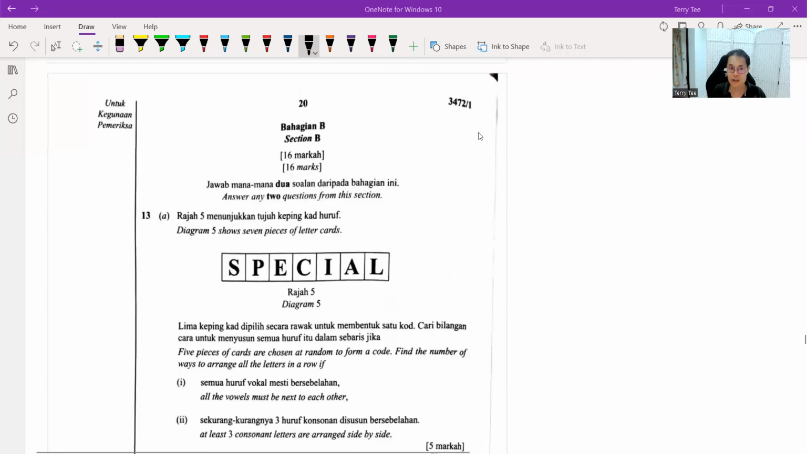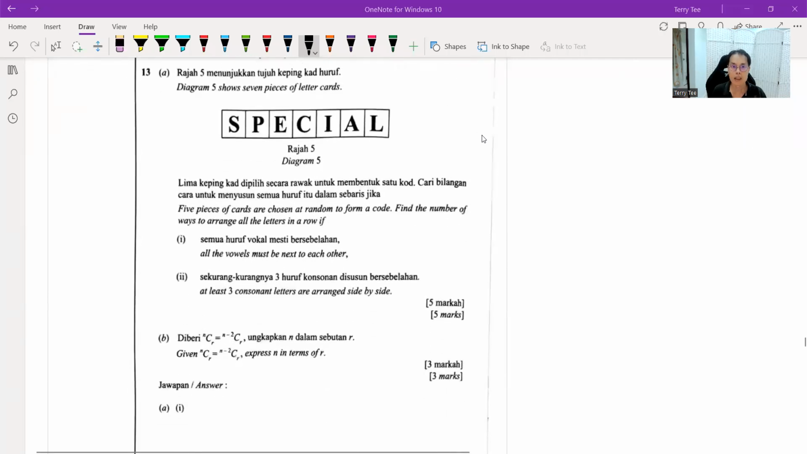Okay, let's move on to section B, question number 13. Here we have 5 pieces of card chosen at random from the word SPECIAL to form a code. This is a special question actually. Find the number of ways to arrange the letters in a row if all the vowels must be next to each other.